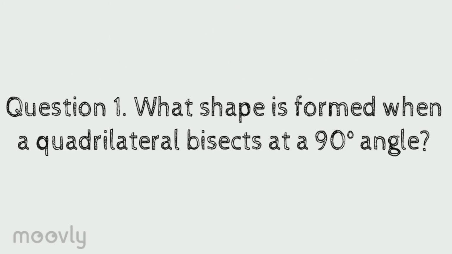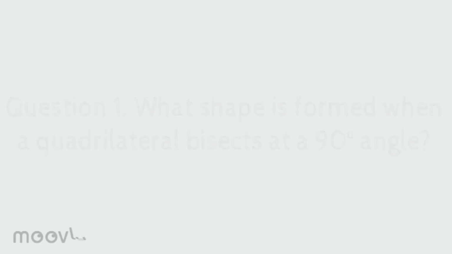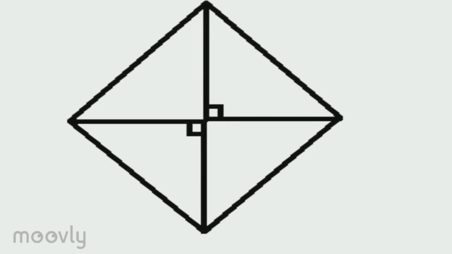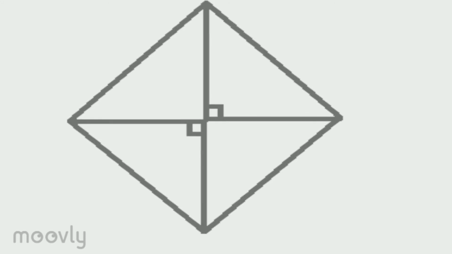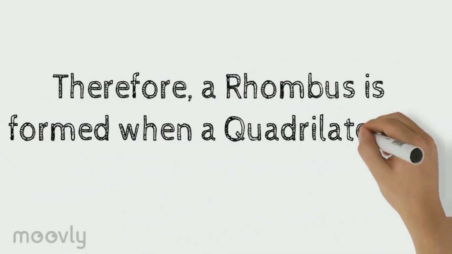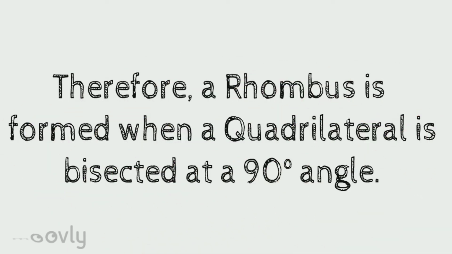Question 1. What shape is formed when a quadrilateral bisects at a 90-degree angle? Since we know that the bisection is at a 90-degree angle, you first draw a 90-degree angle. In order to form a proper shape, we will then draw the rest of the 90 degrees as well and then connect the lines together. This forms a rhombus. Therefore, a rhombus is formed when a quadrilateral bisects at a 90-degree angle.